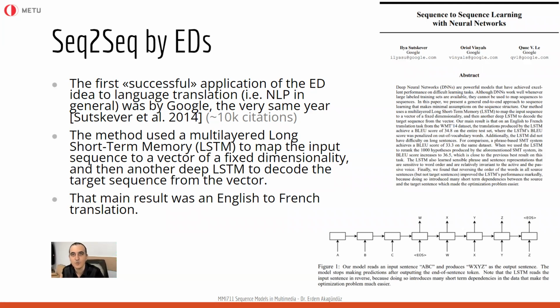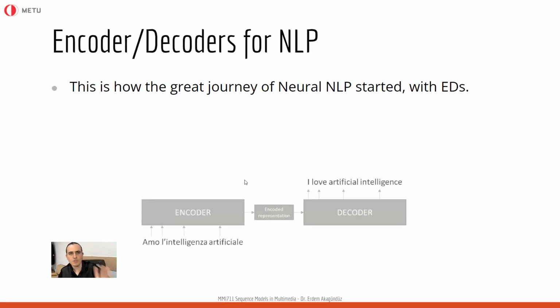I mean, it doesn't look like a very complicated idea, but it is. The field, the literature, arrived there step by step. Good. So this is how the great journey of neural NLP started with encoder-decoder models.